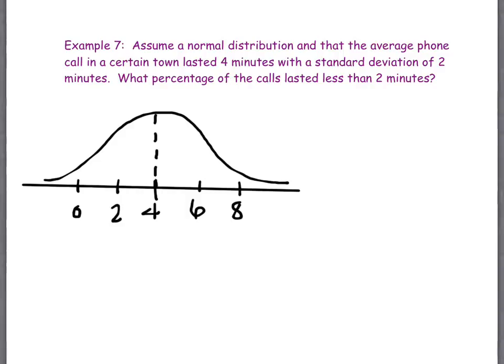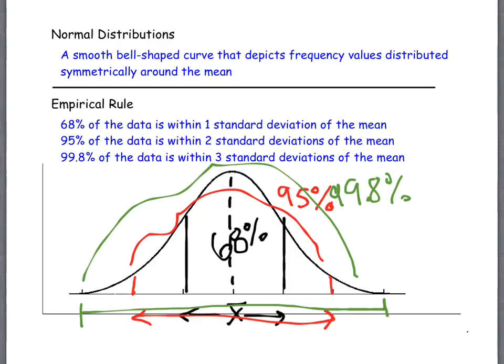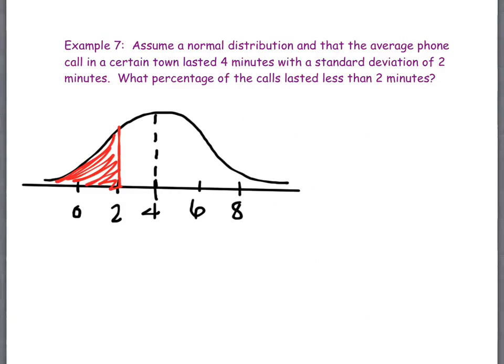Now, this says, what percentage of the calls lasted less than 2 minutes? So in terms of your picture, there's the 2-minute mark. And the less than 2 minutes is all of the values over here. Does that make sense? Okay, now think with me. We know some percentage values. They're all over here. 68, 95, 99.8. You got all these values. How can we use those values, along with the fact that this graph is symmetric, to find the shaded part?